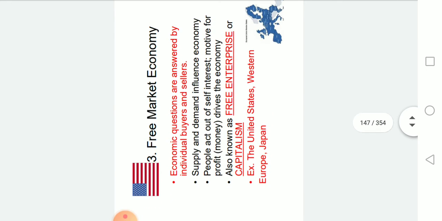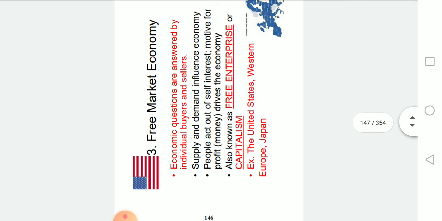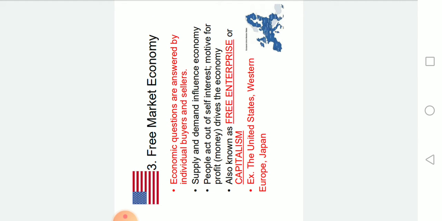What about the free market economy? We have here another kind of economy. This is the free market economy. Economic questions are answered by what? This time by individual buyers and sellers. So supply and demand influence the economy. People act out of self-interest, motivated by profit. Money drives the economy. This is also known as free enterprise or capitalism. The United States, of course, Western Europe and Japan.